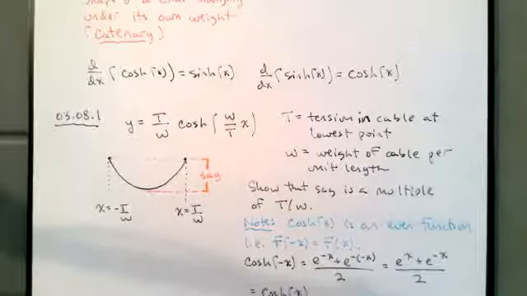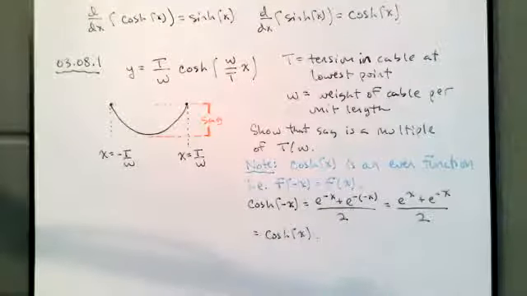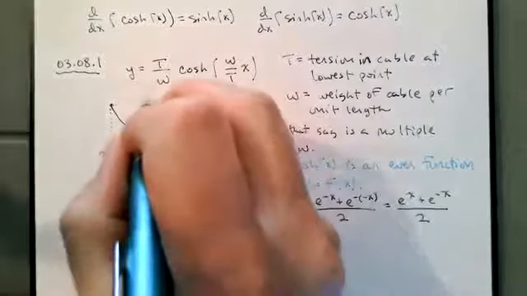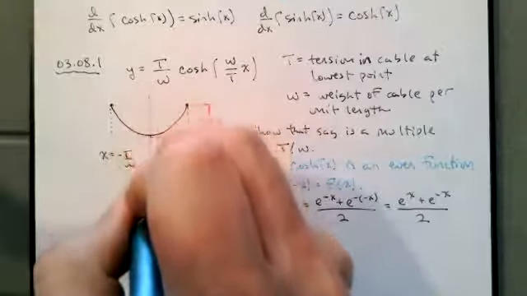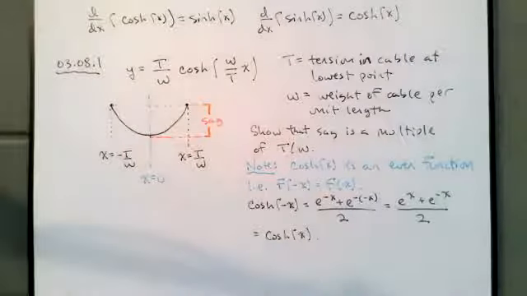We end up back where we started. Hyperbolic cosine is an even function. That means that the hyperbolic cosine has vertical symmetry. It's symmetric about a vertical line through the middle. It has a middle at 0, and it's symmetric about that vertical line. So when x is equal to 0, the graph is symmetric about the vertical line x equals 0.